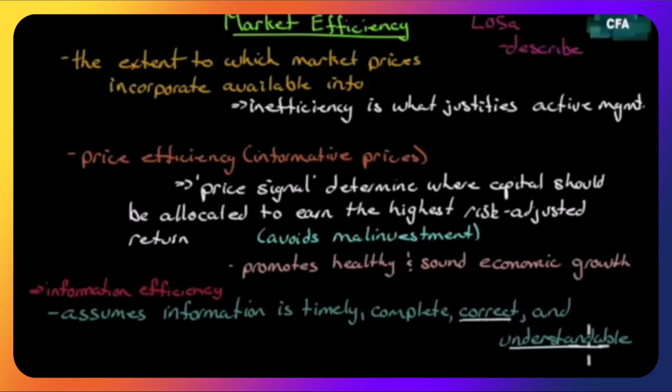Correct and understandable. This is a huge assumption to make about information. It is a huge assumption to make, because a lot of times we get information that is incomplete, may not be timely, may not be correct, and may be highly ununderstandable. Well, then how do you incorporate that information? And now the efficient market hypothesis says nothing about all of this. It says nothing about the nature of the information. It only talks about the process by which that information is incorporated into the prices.